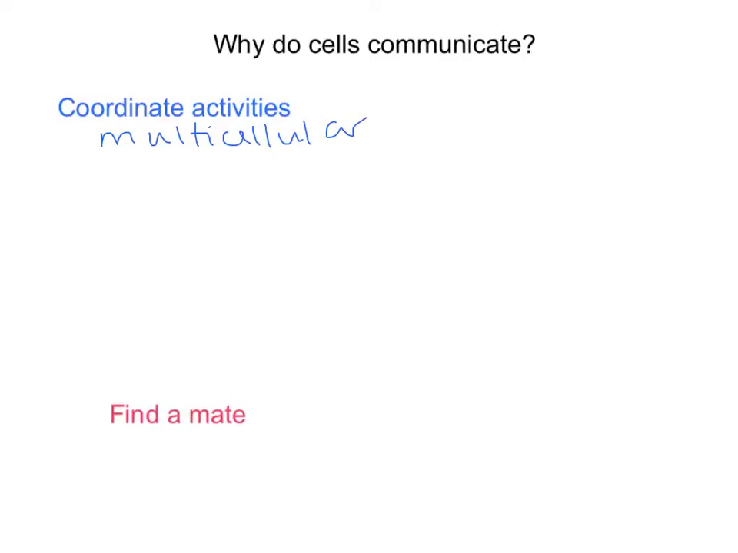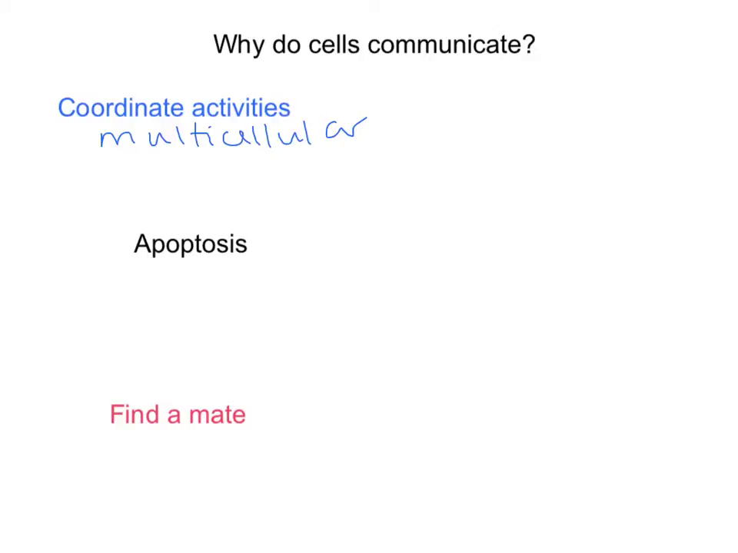So let's think of some reasons why cells communicate. Some of the reasons why cells may need to communicate is they need to coordinate activities. And this is particularly important in a multicellular organism. Multicellular organisms, for example humans, need to coordinate activities between all the different cells so that they can be a successful organism. Another reason is that they need to find a mate. If y'all remember yeast cells, they release those factors to be able to find a mate. And when they receive that signal, that would tell them that it was mating time.